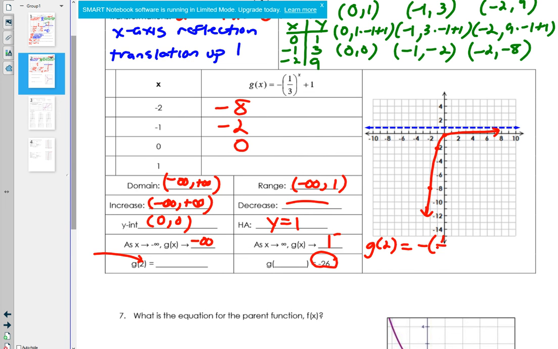Negative 1/3 squared plus 1. What's 1/3 squared? 1/9. Yeah, the negative stays in front. So I have to add negative 1/9 plus 1. In order to add fractions, what needs to be true? Common denominator. So that's negative 1/9 plus 9/9. So all the children rejoice when they find out that it's 8/9.